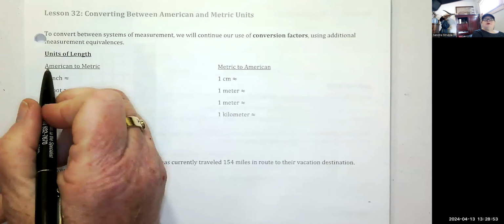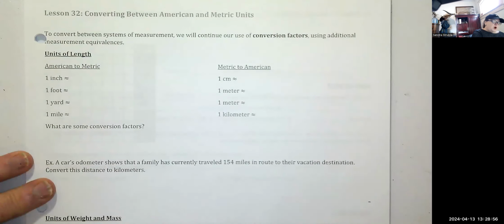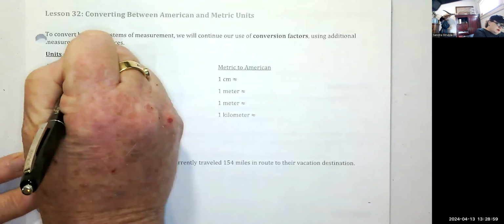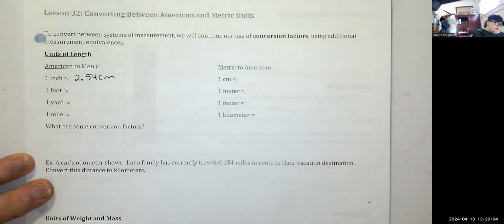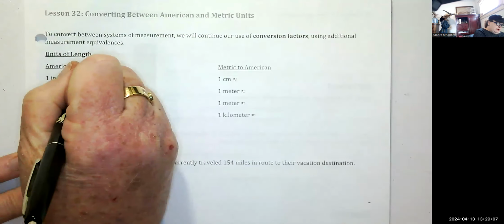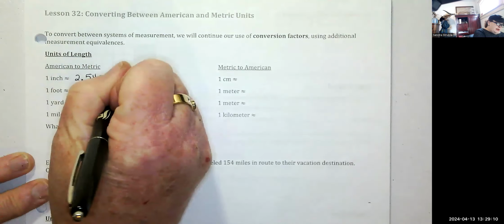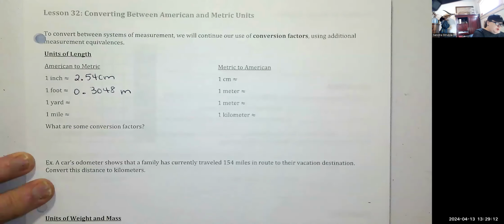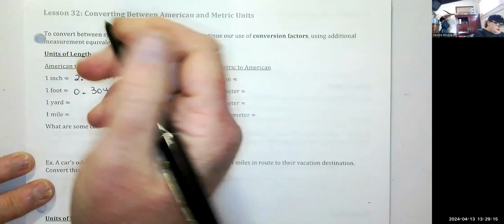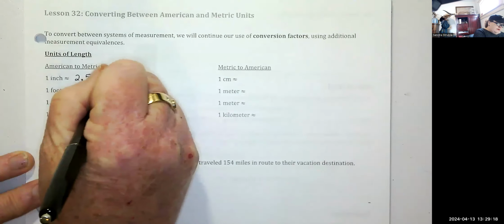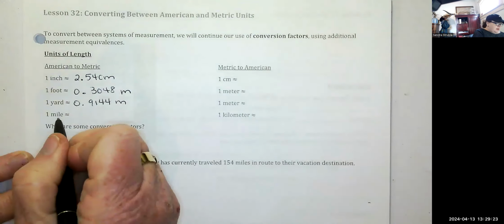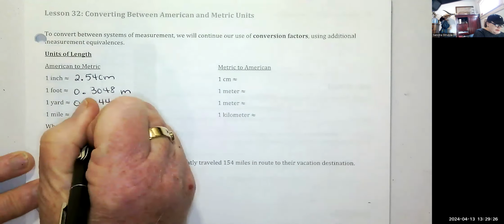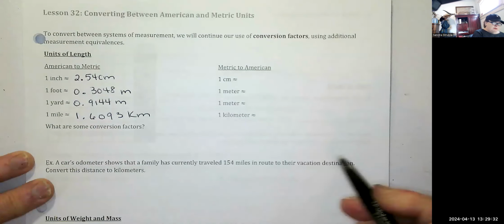So now we're going from American to metric. American to metric, 1 inch is equal to 2.54 centimeters. 1 foot is equivalent to 0.3048 meters. 1 yard is equivalent to 0.9144 meters. Notice these are all meters. Okay. 1 mile is equivalent to 1.6093 kilometers. Okay, that is American to metric.